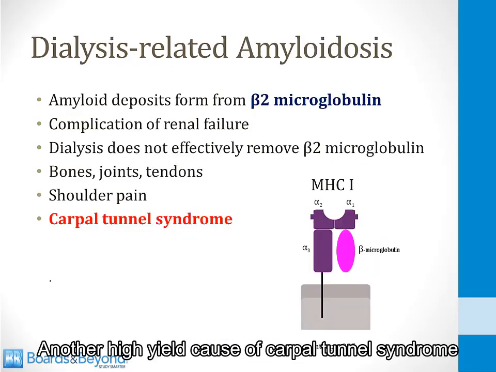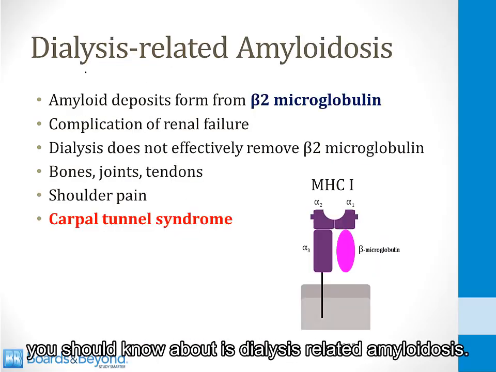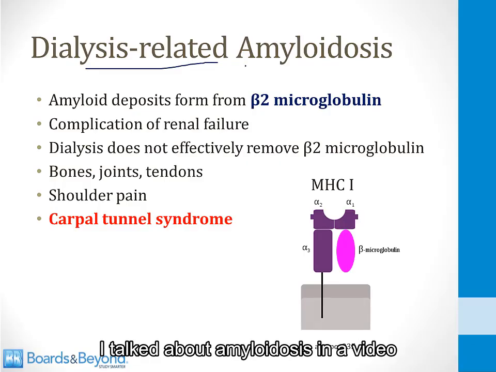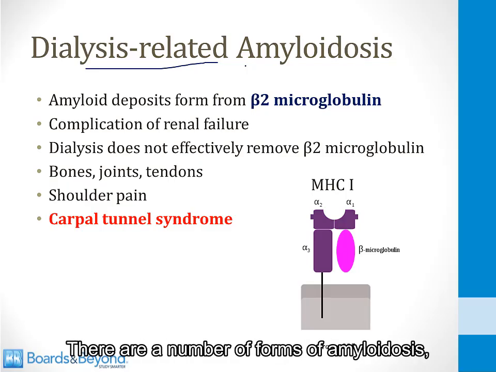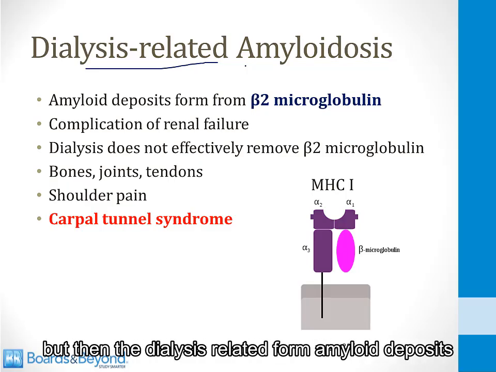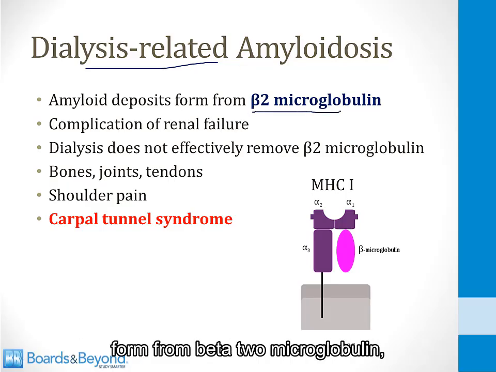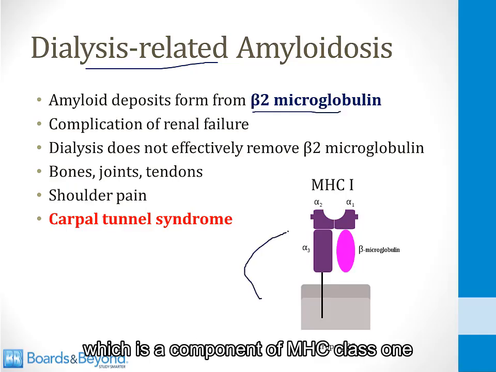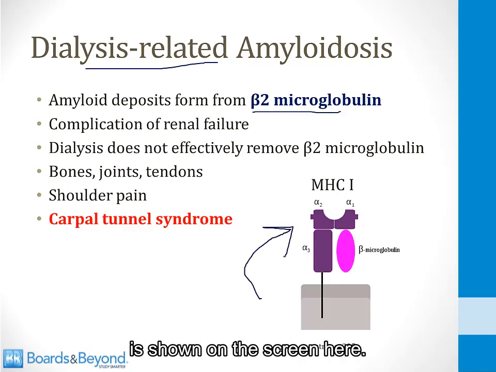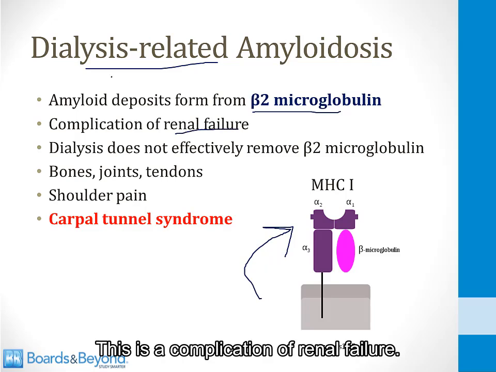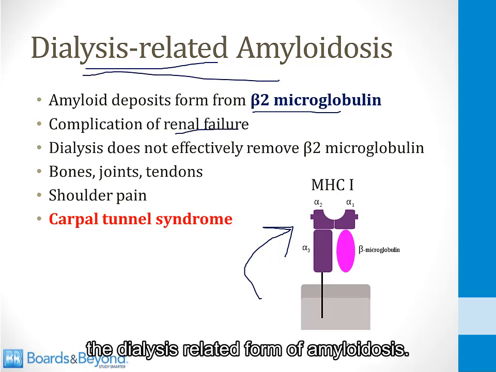Another high yield cause of carpal tunnel syndrome you should know about is dialysis-related amyloidosis. I talk about amyloidosis in a video in the hematology section. There are a number of forms of amyloidosis, but in the dialysis-related form, amyloid deposits form from beta-2 microglobulin, which is a component of MHC class 1 as shown on the screen here. This is a complication of renal failure. That's why it's called the dialysis-related form of amyloidosis.